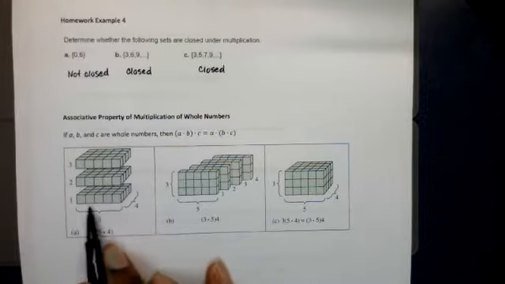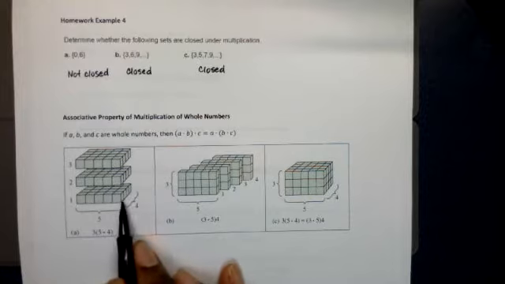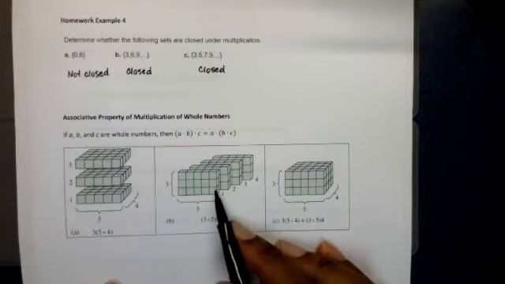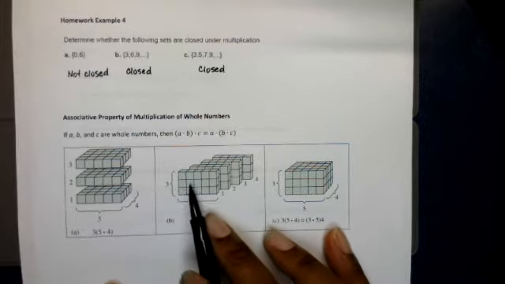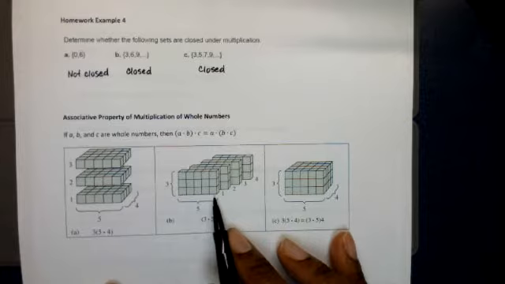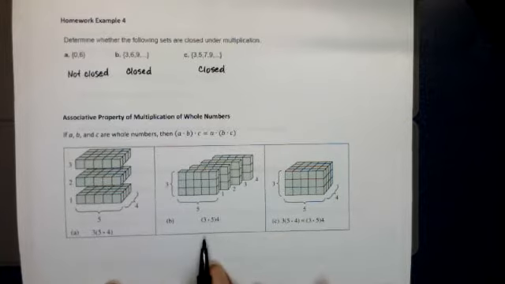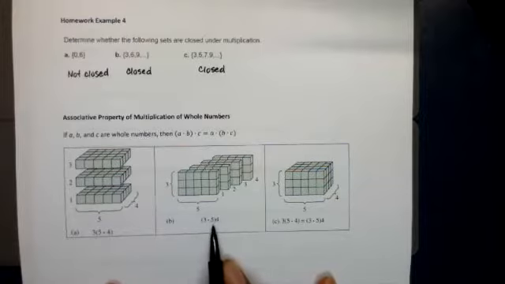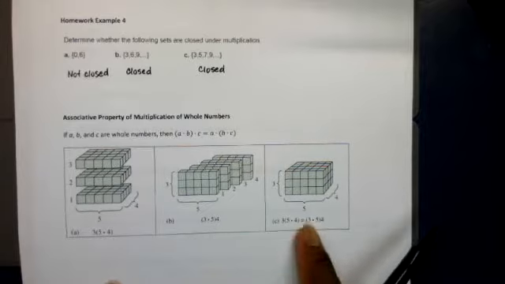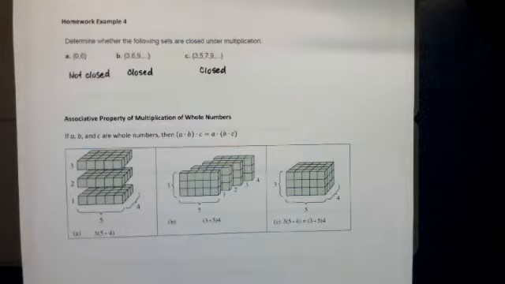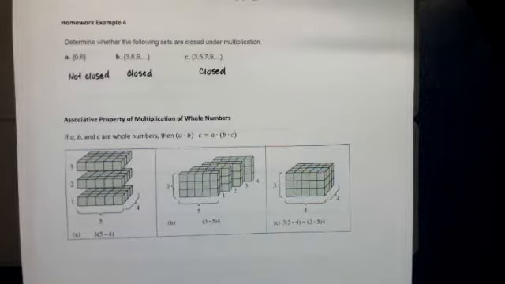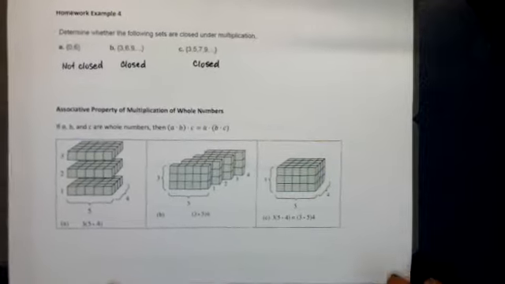So here I have 3 stacks of 5 by 4 blocks, or 5 times 4. And here I have 4 blocks of 3 times 5. They're both the same. Because if I multiply 5 times 4 first, I would get 20. 20 times 3 will be 60. Or do 3 times 5, that would be 15. 15 times 4 is also 60. Okay, so with the associative property, the grouping of the numbers does not change the answer.